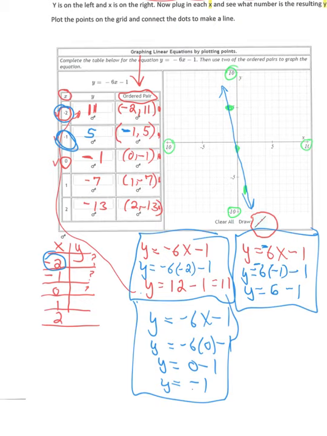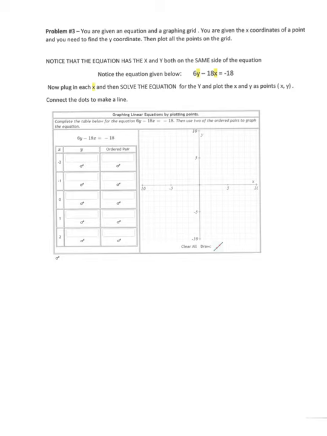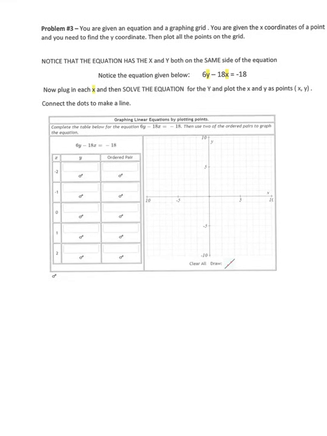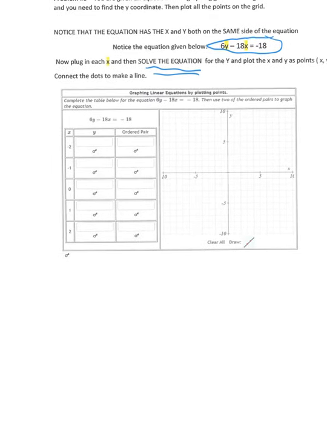Let's go to the next page. On this page, you can say, well, it's the same question. Well, it is the same question. They're giving you an equation. We've got to find the x's and y's. Except notice this equation has the x's and the y's on the same side. That's different than the previous question. So that means we have to solve a little bit more. Okay? We're going to substitute and solve. And the solving is going to involve how to solve equations from the previous unit.